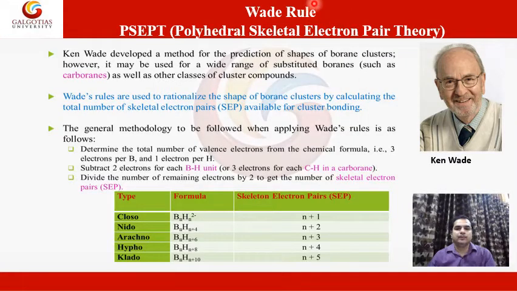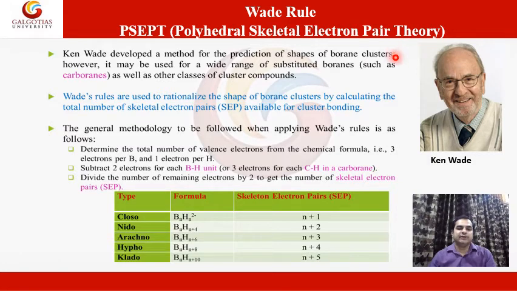Now come to Wade's rules. Sometimes it is also called PSEPT, that is polyhedral skeletal electron pair theory. In chemistry, polyhedral skeletal electron pair theory is given to count the electron numbers for prediction of shapes of clusters such as boranes and carboranes, etc. Sometimes it is also called Wade's rule or Wade chemistry.